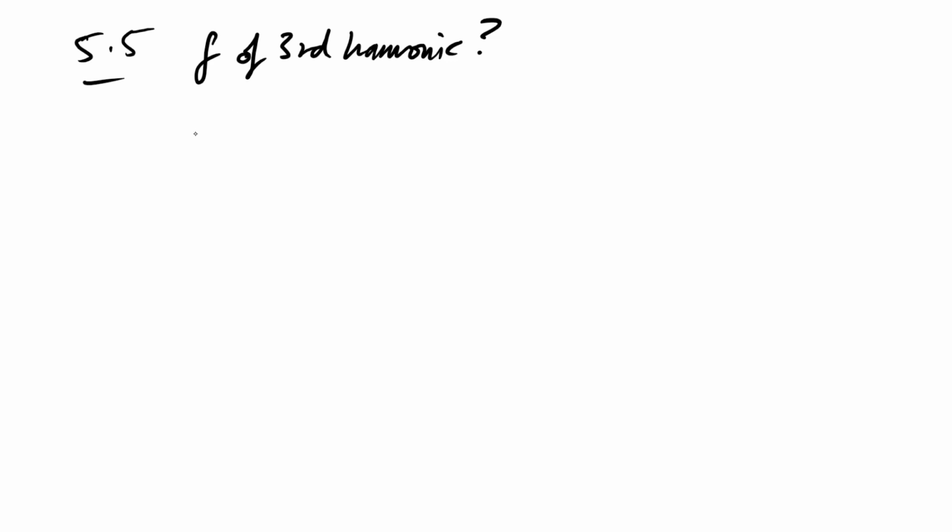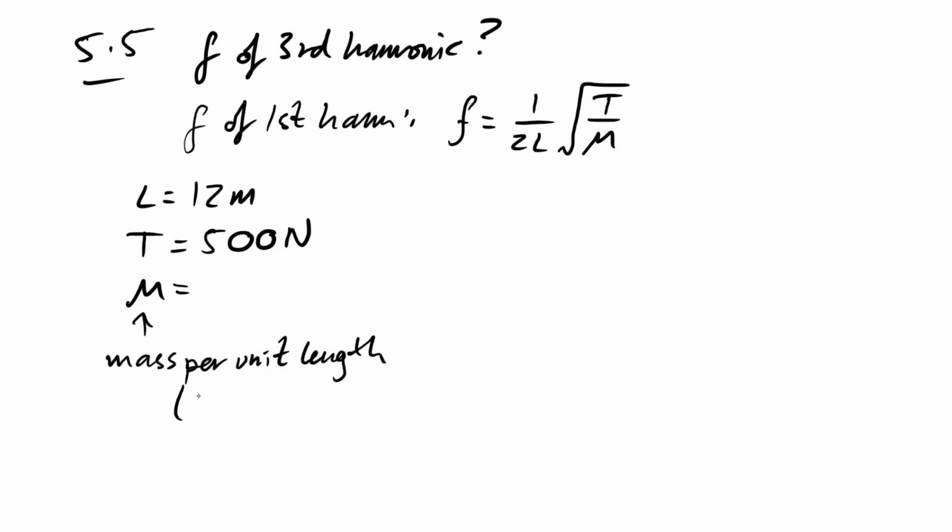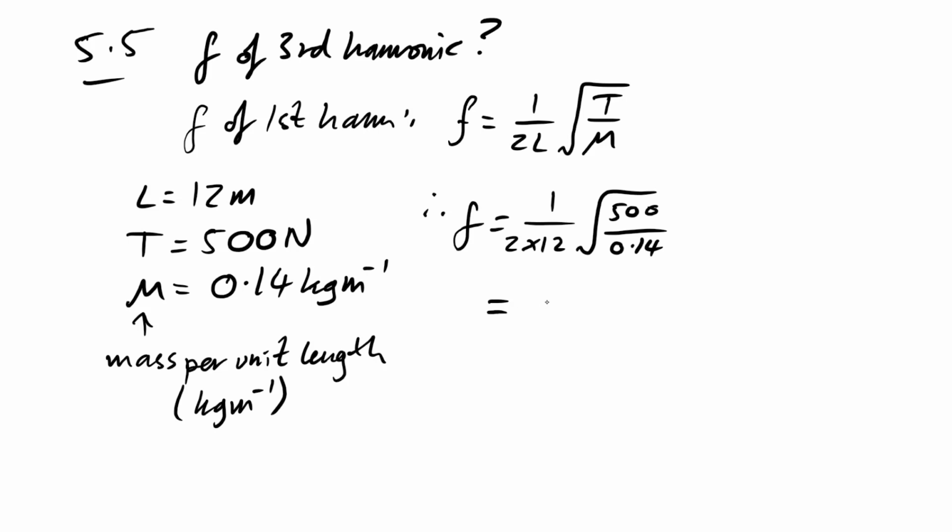Next we're being asked for the frequency of the third harmonic. Well, let's go with the frequency of fundamental first, or of the first harmonic, because that's what we have an equation for. F is equal to 1 over 2L times root T over mu. Okay, so we saw the length was 12, tension was 500 newtons. Mu. What is mu? People often forget, but that is mass per unit length. In other words, kilograms per meter. And lo and behold, we've just found that out just now. 0.14 kilograms, okay, per meter. So that gives us a fundamental frequency of 2.47 hertz.